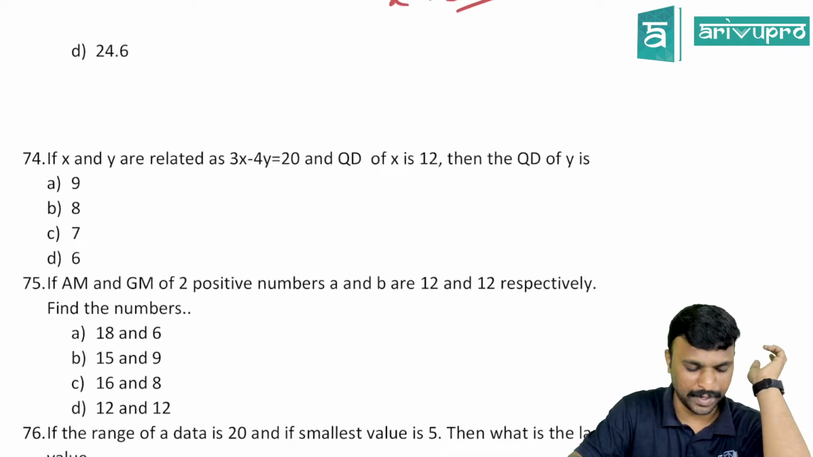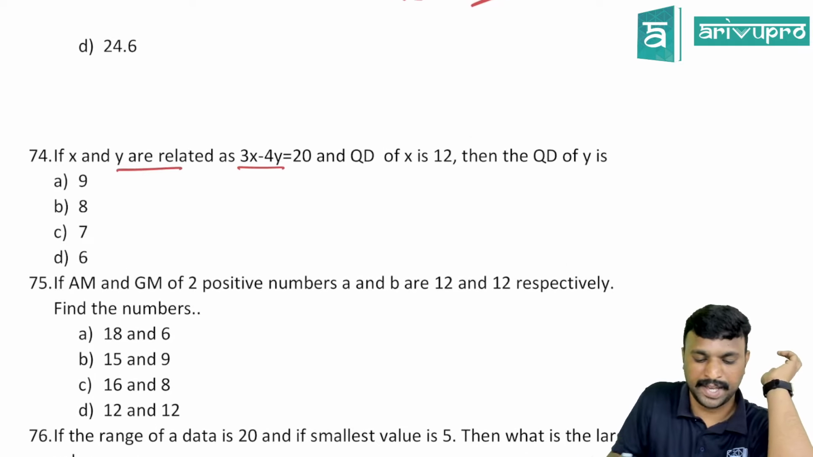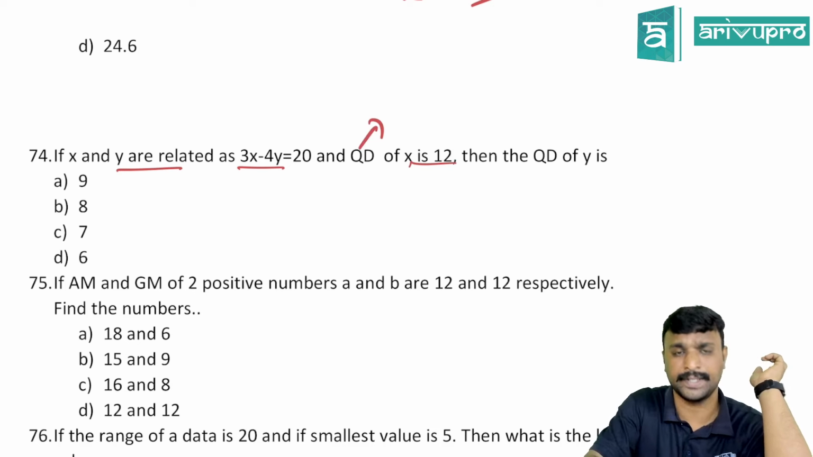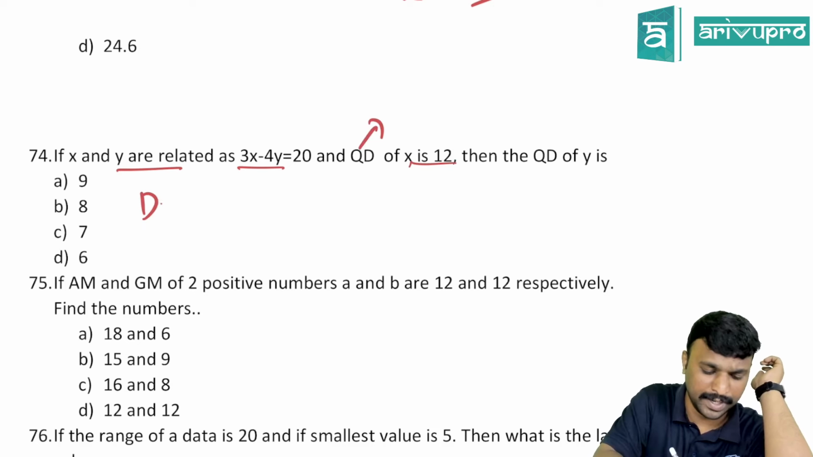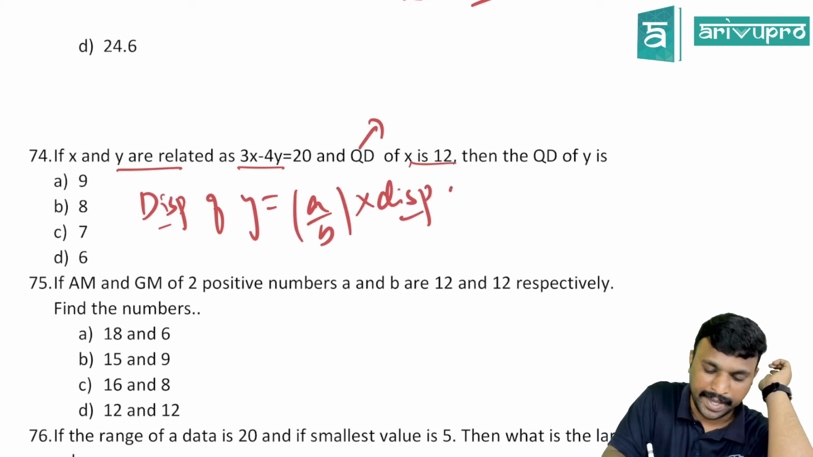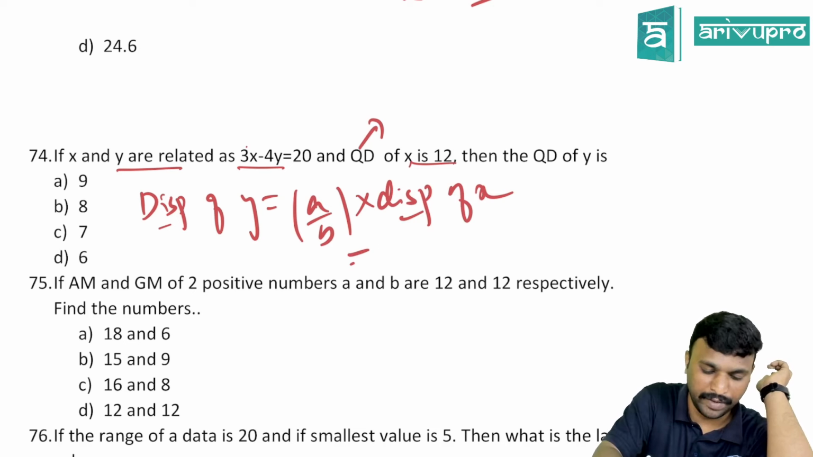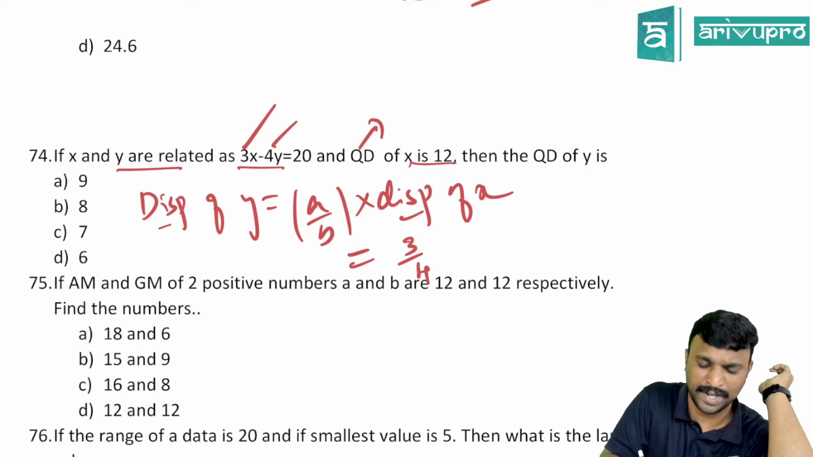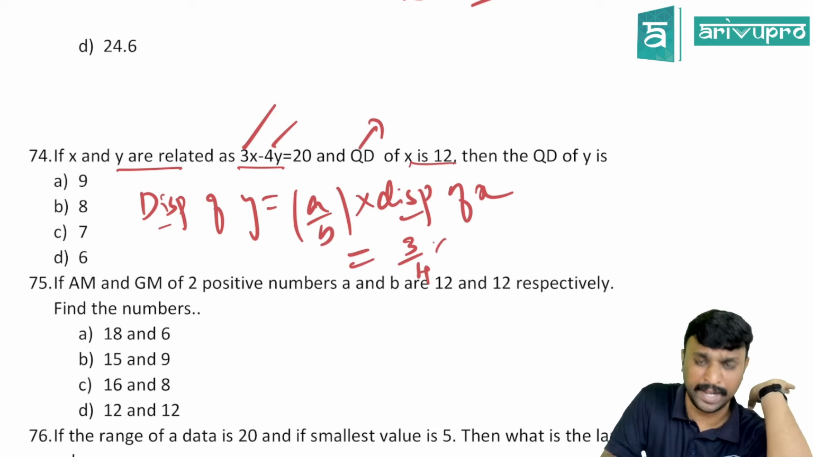Let's move on to the next question. If x and y are related by 3x minus 4y equal to 20, QD of x is equal to 12. Guys, QD is clearly a dispersion concept. You know, dispersion of y is equal to mod of a by b into dispersion of x. Yes or no? So what is the a value? Coefficient of x is a, that is 3. Coefficient of y is b, so 3 by 4. Since it is modulus, only the positive value has to be taken.